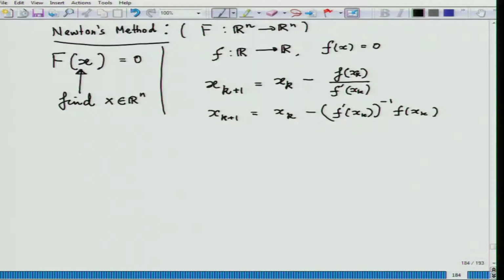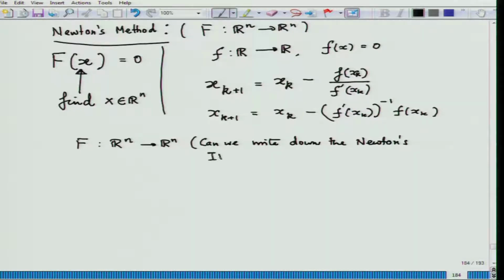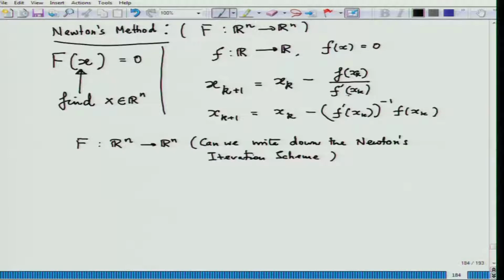Now, when I have the situation of f from R n to R n, can I write down the Newton's iteration scheme? In this case, I have n and my derivative would be nothing but the Jacobian. See that here the derivative is not equal to 0, because if the derivative is 0, this will be meaningless, right. This is of course, we are trying to find for a differentiable function. These are all differentiable functions.